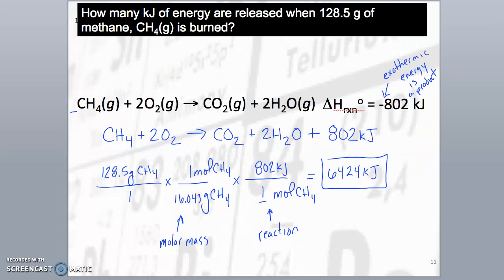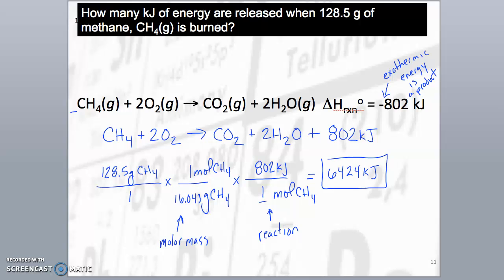So that's where we're going to wrap this up. It was just a typical question where we're starting with grams, grams of methane. So we've got this equation. I rewrote it and put the energy into the equation, same as before. And so I'm starting with my grams and converting to moles, just using the molar mass of the CH4. And then I'm going to use that factor that I've got from the reaction. So this is reaction stoichiometry, 1 mole of CH4 in the denominator to cancel moles of CH4, I've got my 802 kilojoules in the numerator, and the answer is 6424 kilojoules.